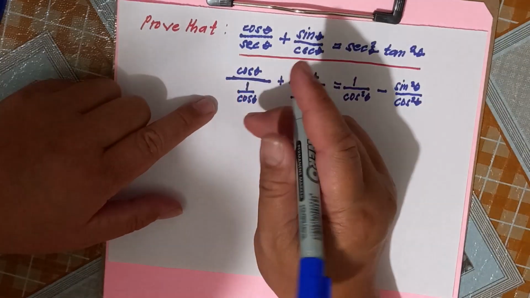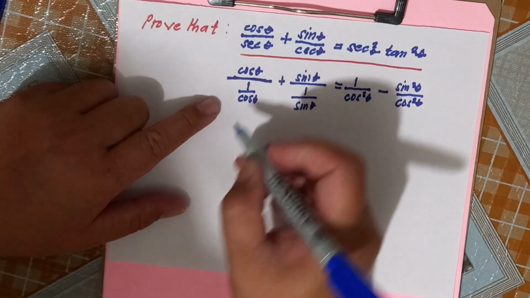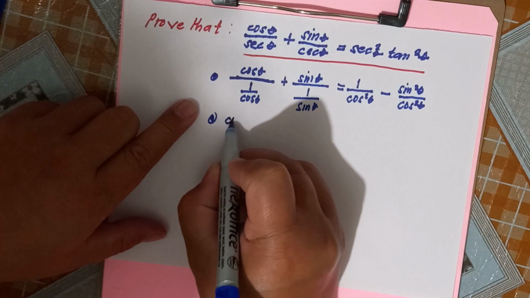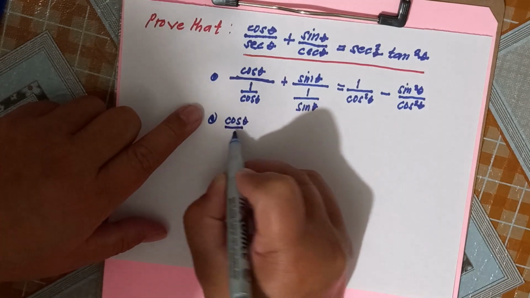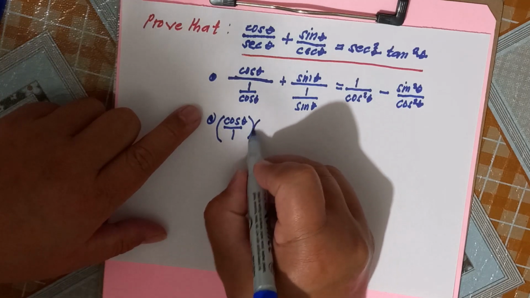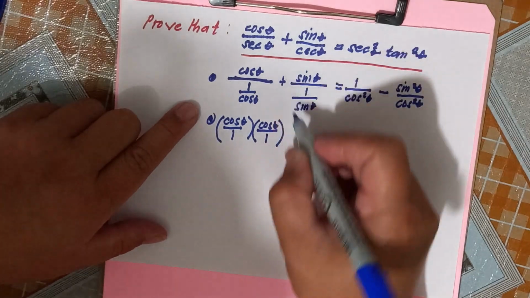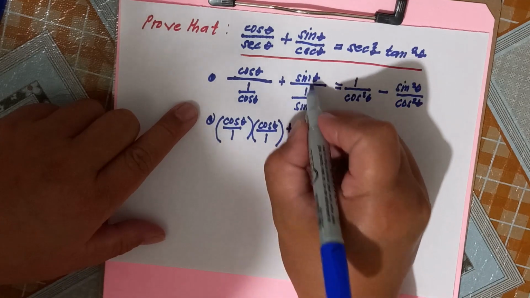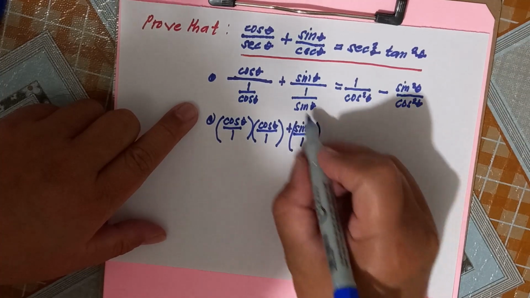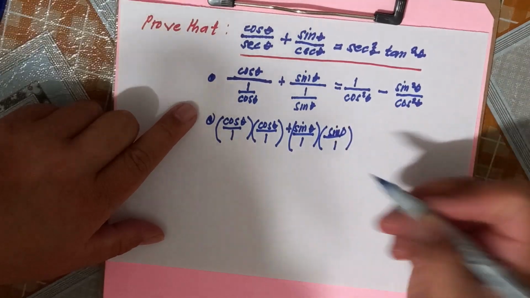Now, notice that in the left side, that is the division of a whole number and a fraction. How are we going to divide a whole number by a fraction? We get the reciprocal of the denominator and then proceed to multiplication. So this is the same as cosine theta over 1 multiplied by the reciprocal of 1 over cosine, which is cosine theta over 1. The same procedure for this one: sine theta over 1 multiplied by the reciprocal, which is sine theta over 1.